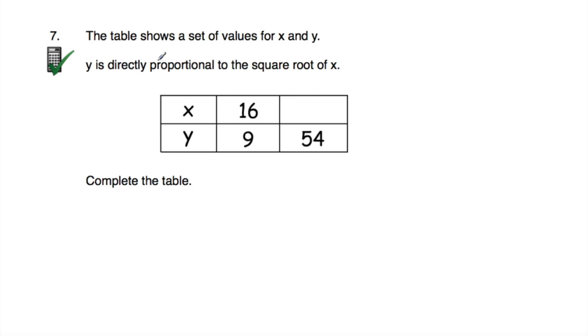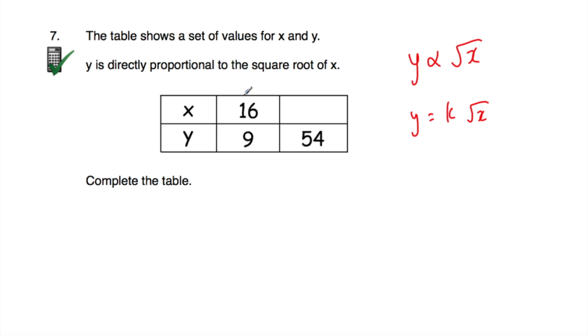So question number 7 says the table shows a set of values for x and y, and y is directly proportional to the square root of x. So y is directly proportional to the square root of x. So we've got that y is equal to the constant of proportionality times the square root of x. You can put the multiply by sign there if you want to, but remember we're just multiplying the right hand side here by k, the constant of proportionality.